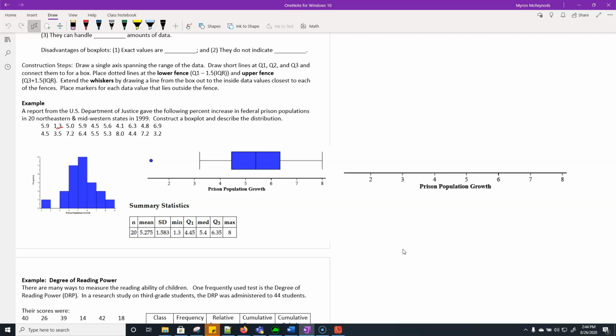I just copy and pasted that. So draw short lines at Q1, Q2, and Q3. Remember, Q2 is the median, right? That's Q2 right there. So at Q1, like 4.45, there would be a short line. Q2 at 5.4, there would be a short line. And Q3 at 6.35, there would be a short line. And those will make a box. You'll draw a box around them.